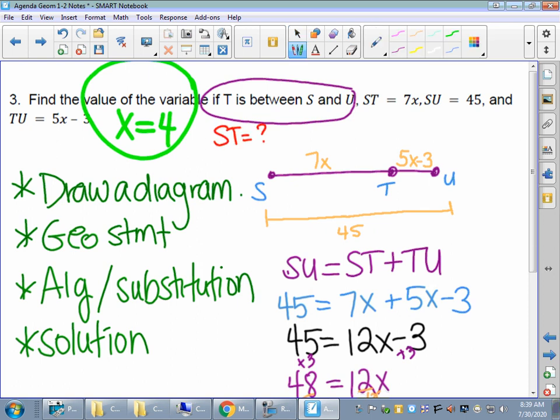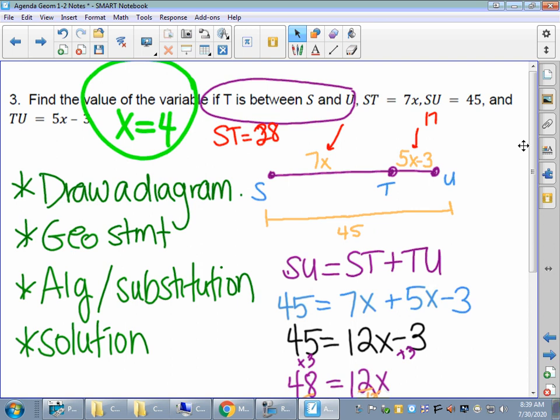If I asked you to find ST, could you find it? ST equals, well, if x equals 4, we'd simply plug that back in there. When you've got a number and a variable, 7 times 4, it's always multiplication. So if I had asked you for ST, you would have told me it was 28. If I'd asked you for TU, you would have substituted a 4 in there. 5 times 4 is 20, minus 3 is 17. And then you could double check, is 28 plus 17 equal to 45? There is always a built-in double check in geometry problems. If your two values of ST and TU do not end up being 45, you did something wrong. So go back and double check. All right, so those are my favorite problems.